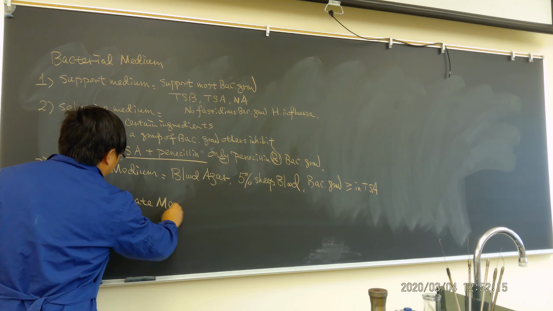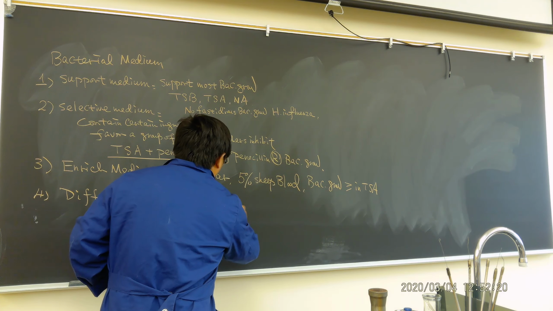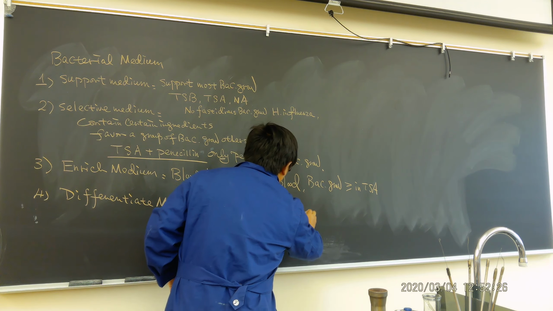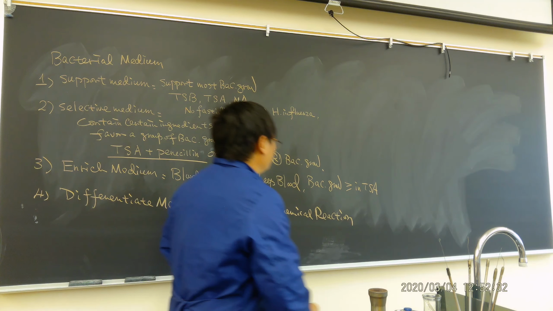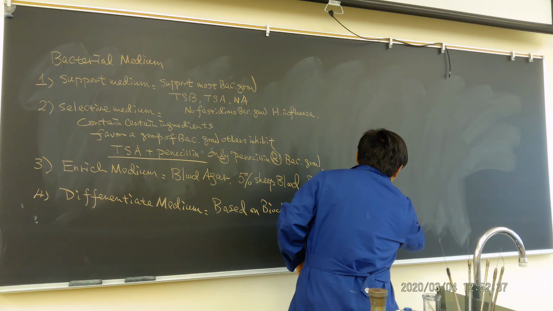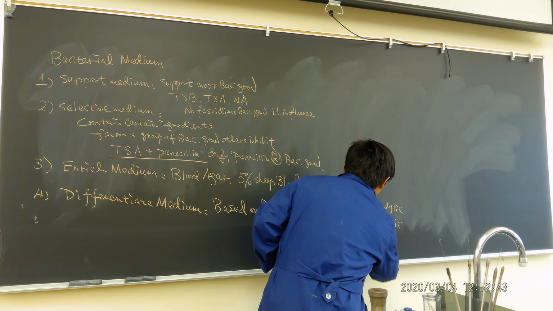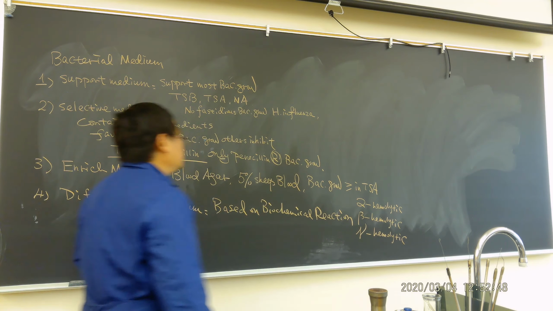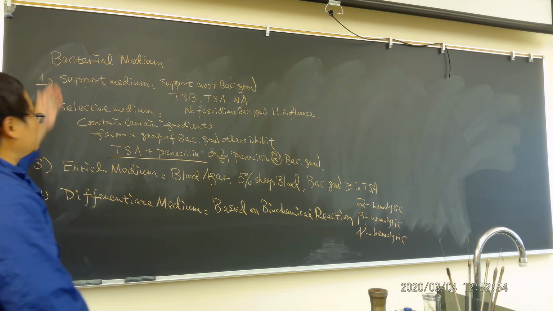Why is it a differentiation media? Because we can determine the bacteria based on the biochemistry reaction. Basically, it is the color change. So, for example, blood agar, we could have alpha hemolytic, beta hemolytic, and the so-called non-hemolytic, which is gamma hemolytic. This is based on how they hydrolyze or hemolyze blood cells. So those are the examples.